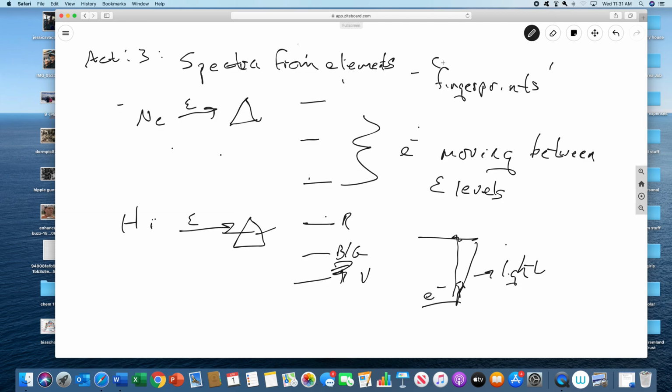So if you look at a star that's 50 light years away, how do you know what it's made from? It takes light 50 years to get here. The same idea, you can look at the spectrum.